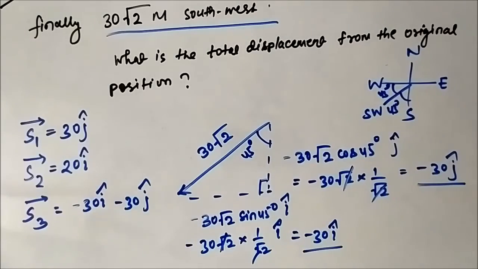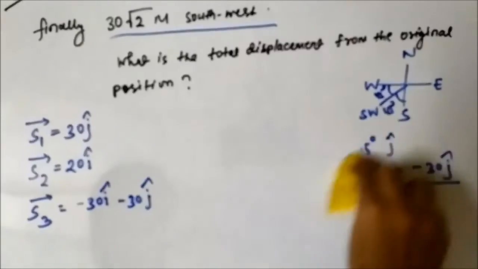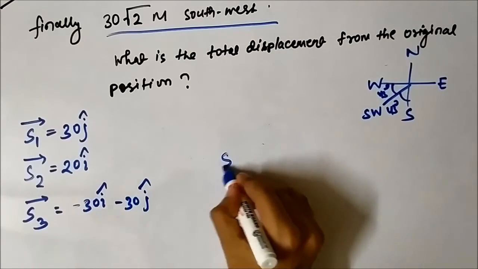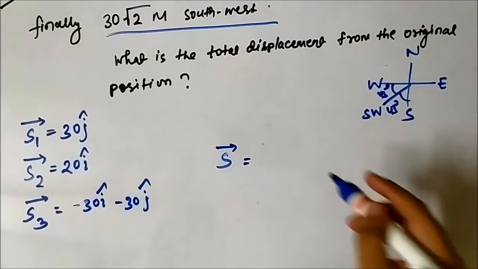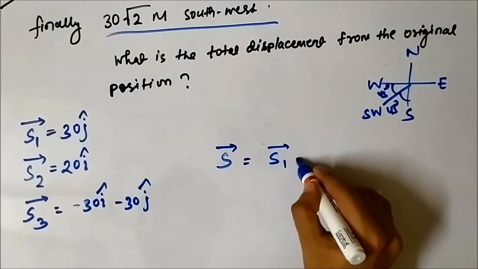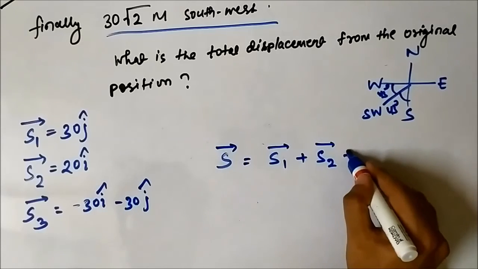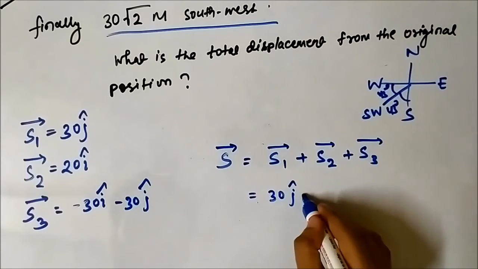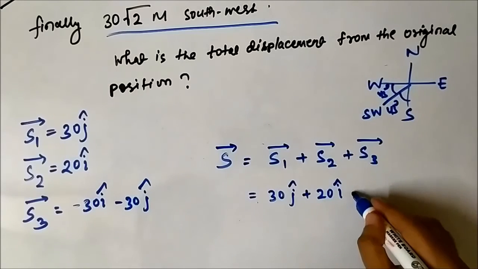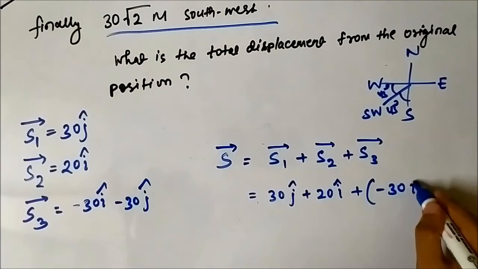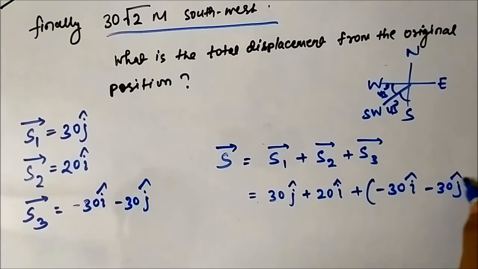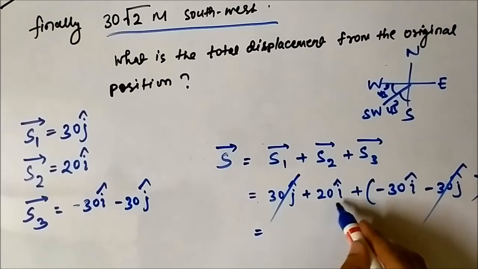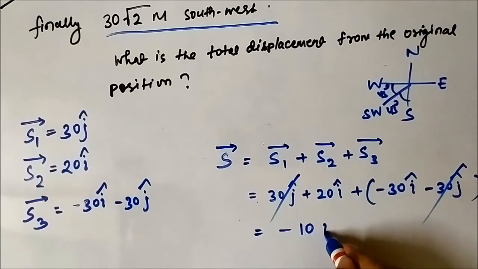Now we have to find the net displacement. So the net displacement, let's call that S vector, is the addition of these three vectors, S1 vector plus S2 vector plus S3 vector, which is equal to 30 j cap plus 20 I cap plus minus 30 I cap minus 30 j cap. So 30 j cap and minus 30 j cap will get cancelled, and this is 20 I cap minus 30 I cap, which is minus 10 I cap.